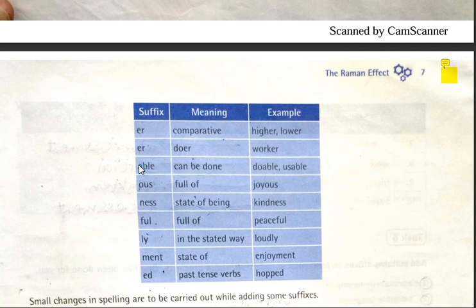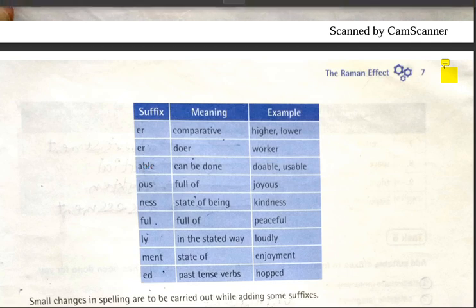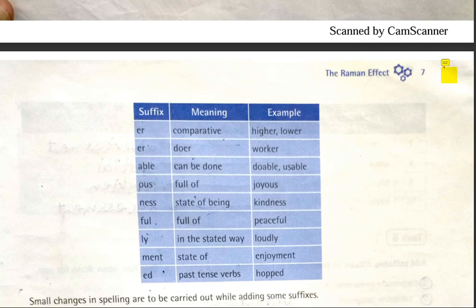Similarly, we can see the suffix words also. Er means comparing, like comparative. And able, it's nothing but you can do it, can be done, like that. Ous means full of. Ness, it's state of being. Ful means full of.